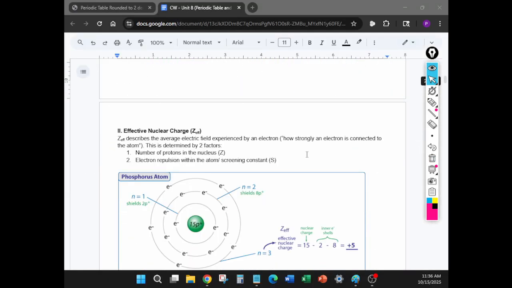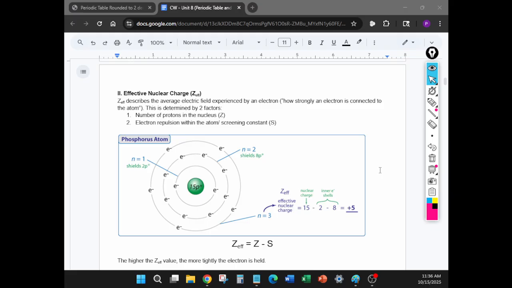So we're going to talk a little bit about something called effective nuclear charge. And the symbol for this is called Zeff. So, oh, what happened there? Z and then effective, so F, Z-E-F-F, Zeff. And basically what this describes is the electrical attraction that an electron feels to the atom. So basically, how tightly does the atom hold on to a specific electron?